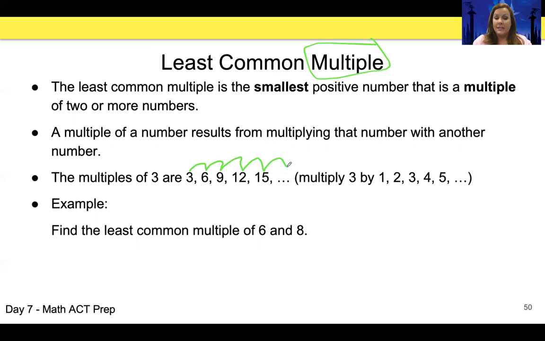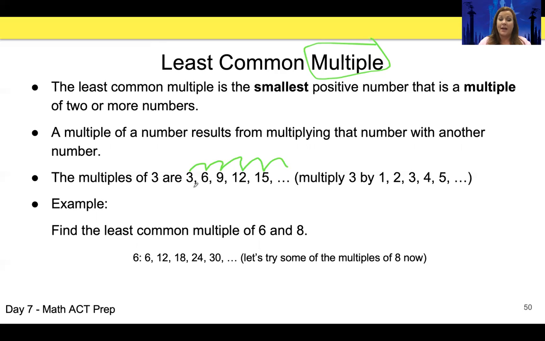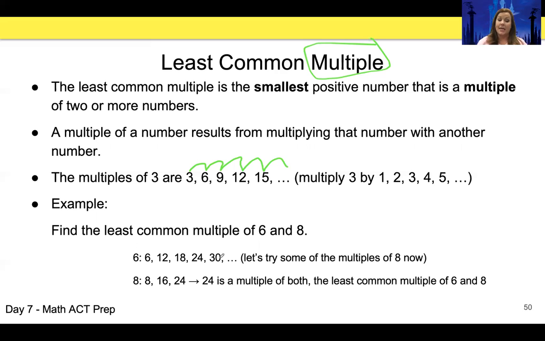If we wanted to find the least common multiple of 6 and 8, you've been doing this. This is like finding a common denominator for fractions when you're adding and subtracting. So if we want to find the least common multiple of 6 and 8, we're going to take 6, and 6 times 1 is 6, 6 times 2 is 12, 6 times 3 is 18, 6 times 4 is 24, 6 times 5 is 30. Now let's do 8s. 8 times 1 is 8, 8 times 2, 16, 8 times 3, 24. And when we get to 24, something magic happens. We have a common multiple here.